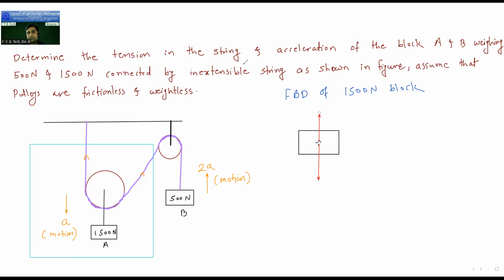So the total tension in the string, this is 2T. Now here you can see the motion is downward, moving downward. So inertia force will be in upward direction. So this is the direction of inertia force. This is MA because it is having acceleration A.